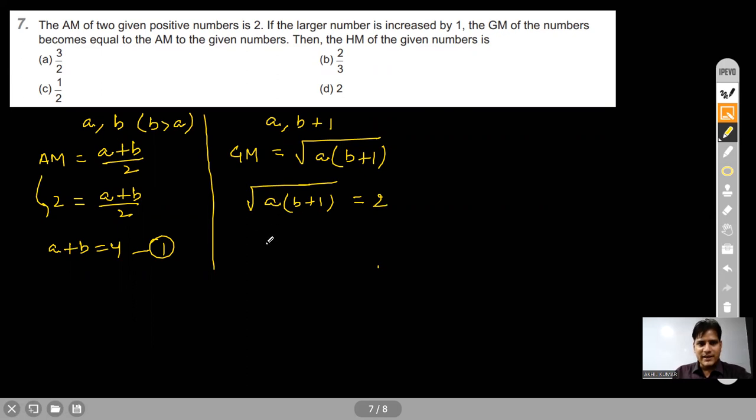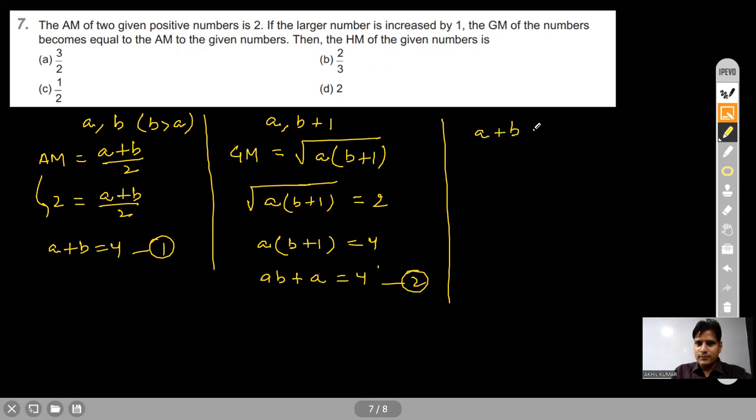So squaring both hand sides, we will get A into B plus 1 is equal to 4. So it will be AB plus A is equal to 4. Let's take it as equation 2. Now, A plus B equal to 4 and AB plus A equal to 4. So we can write it as A plus B equal to AB plus A. So this A, we can cancel it out. So we are left with AB is equal to B.